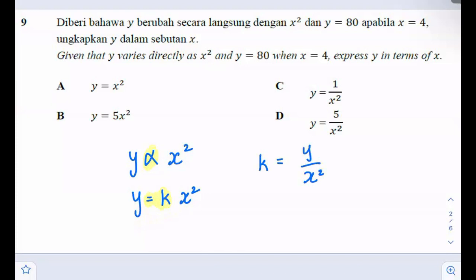In order to calculate k, we just need to put in all the given numbers. When y equal to 80 and x equal to 4, 80 divided by 4 squared. So now I know k equal to 5. When I want to express y in terms of x, I just need to go back to my equation. y equal to k, which is 5, x squared. So the answer will be y equal to 5x squared.